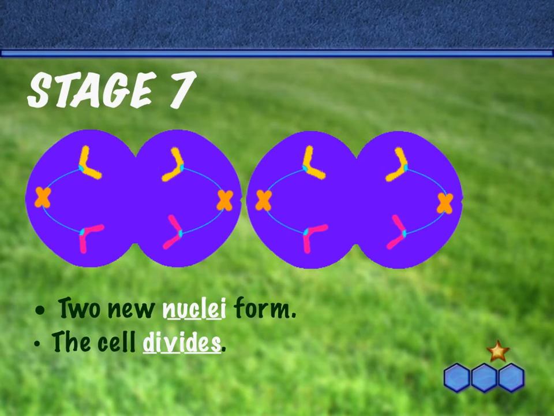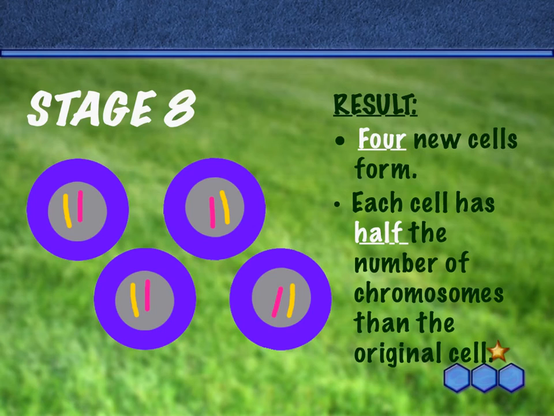And then you're going to have 2 new nuclei like that. So the ultimate result is that one cell becomes 4 new cells. And each of these new cells are called sex cells. Now, other things they could be called are gametes. They could also be called haploid cells. That means that they have half the chromosomes of a regular cell.